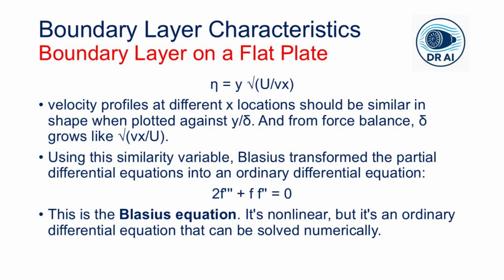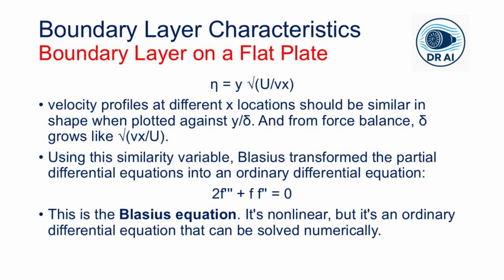He introduced a similarity variable eta, which is represented here as eta equals y times the square root of U over nu x. So the key insight is that the velocity profiles at different x locations should be similar in shape when plotted against y over delta, and from the force balance, delta grows like the square root of nu x over U.